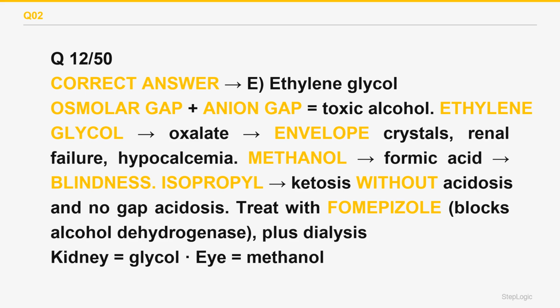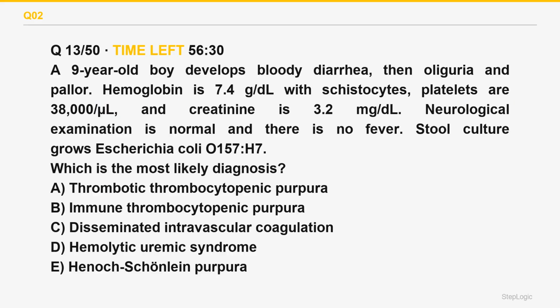If you see an osmolar gap with an anion gap acidosis, decide between the eye and the kidney. Which is the most likely diagnosis? A 9-year-old boy develops bloody diarrhea, then oliguria and pallor. Hemoglobin is 7.4 grams per deciliter with schistocytes. Platelets are 38,000 per microliter, and creatinine is 3.2 milligrams per deciliter. Neurological examination is normal and there is no fever.